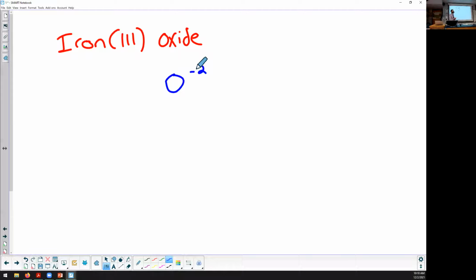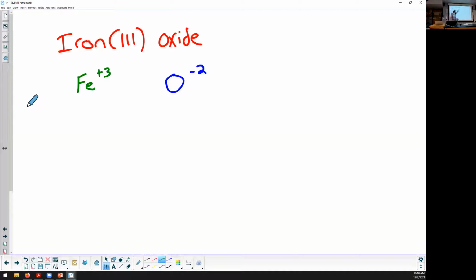Iron 3, well, iron's one of the ones that gets a Roman numeral, clearly. The reason it gets a Roman numeral is because it can have more than one charge state. It can be iron 2 or iron 3. So we know which one it is. It's iron 3. And whenever you see a Roman numeral, that is the positive charge. So Fe+3.